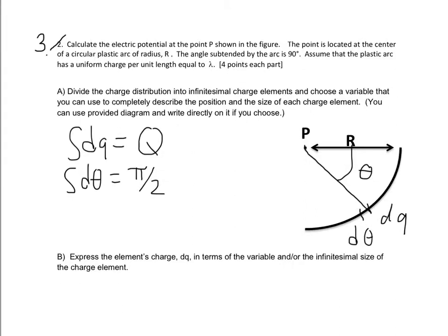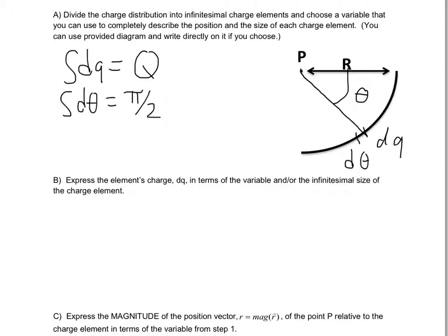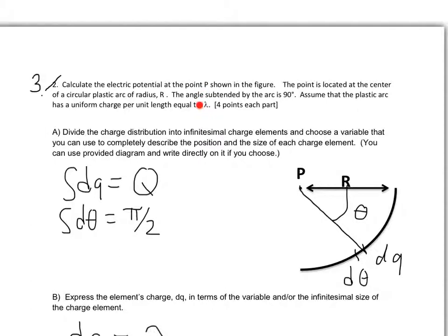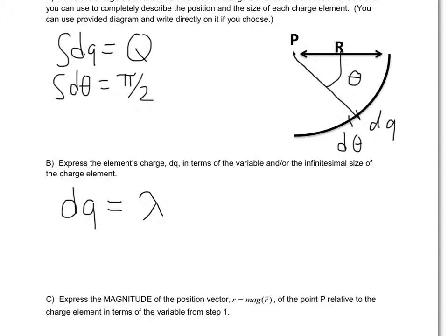Okay, part B. Express the element's charge dq in terms of the variable and/or the infinitesimal size. So in this case, the charge is going to equal the charge per unit length, lambda, which is given. Let's go back up here and show that right here. It gives the charge per unit length in the statement of the problem. So that will just be lambda times the length of the little piece of arc. So this little piece of arc right here has a length ds.